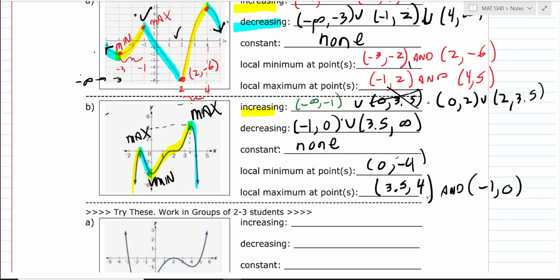This thing right here is not a max or min because the graph is just increasing. So it's got to change directions. Okay, all right. So see if you can do the last 2, and then we'll go over that, and then we'll get started on the next section here.